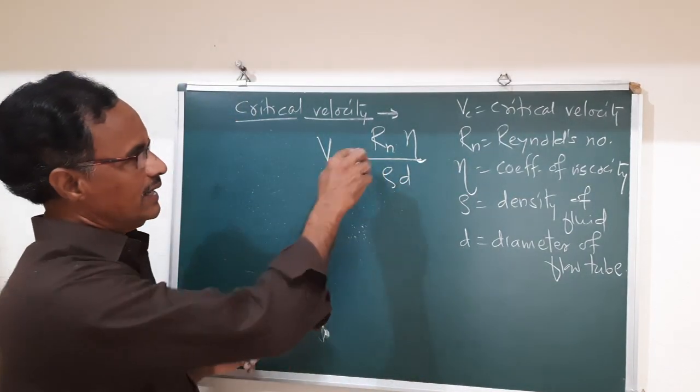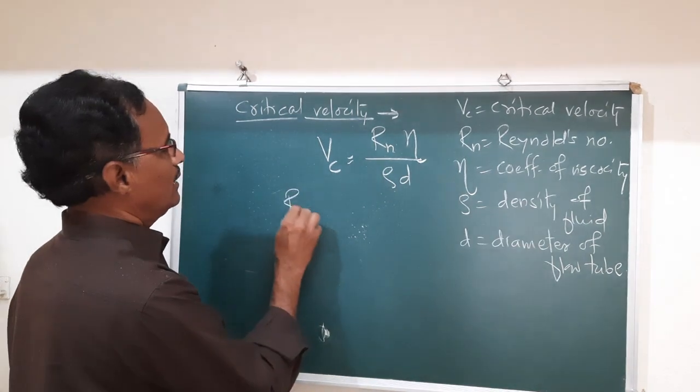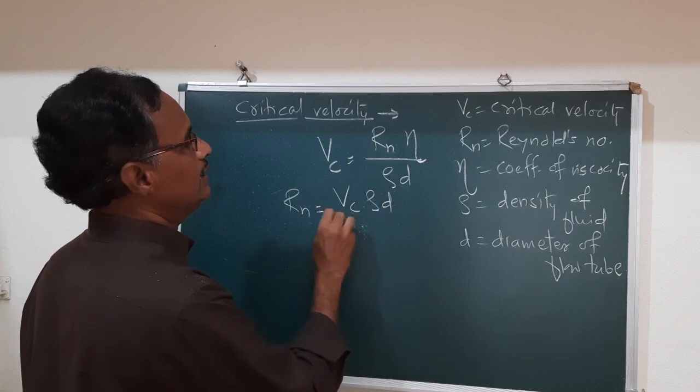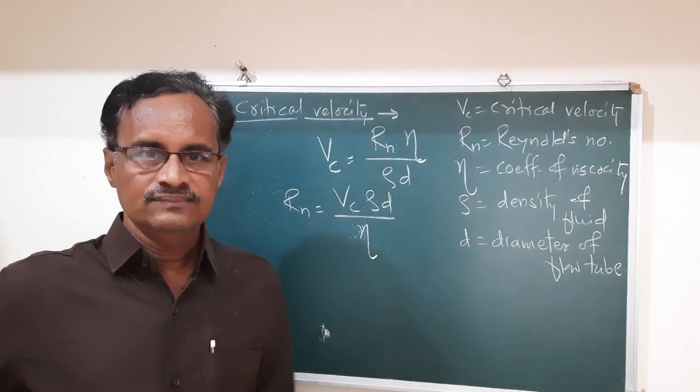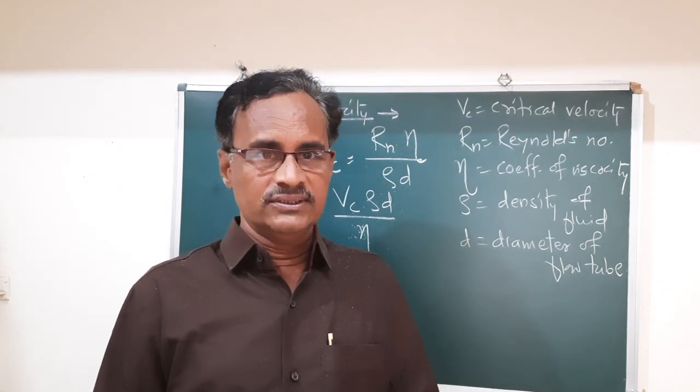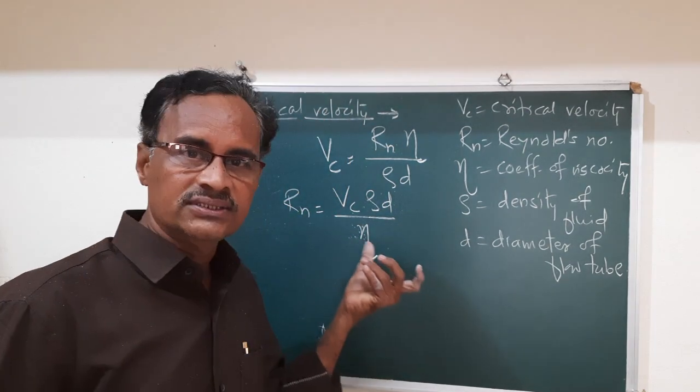This formula can be rearranged from the Reynolds number: Rn is equal to Vc rho d upon eta. By using this formula we can calculate the Reynolds number. What is the use of Reynolds number? Why do we have to calculate the Reynolds number?